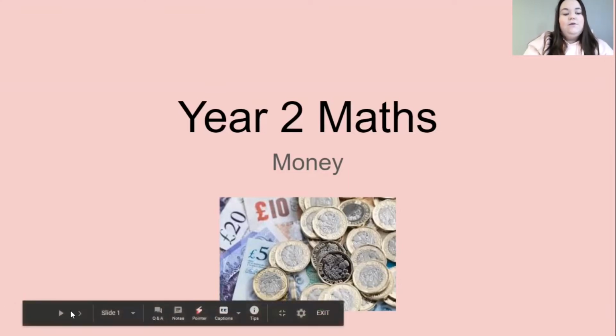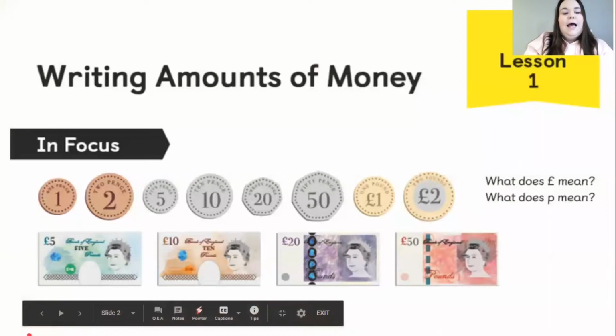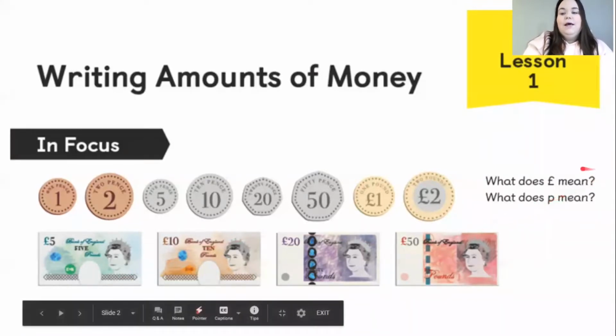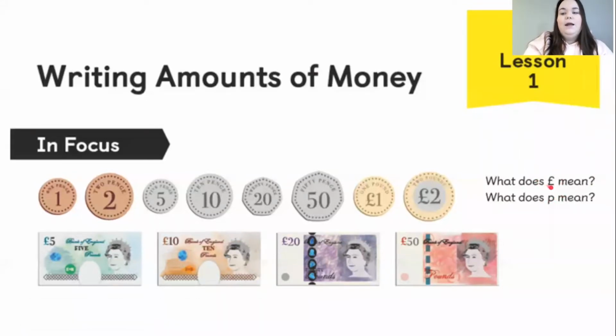I have a task for us to start. I'd like you to have a look at this picture. You'll see that there are lots of coins and there are some different notes. Can you tell a grown-up or write down, what does this symbol mean? I'm highlighting it on the screen for you to have a look at. And what does the P mean? Have a think.